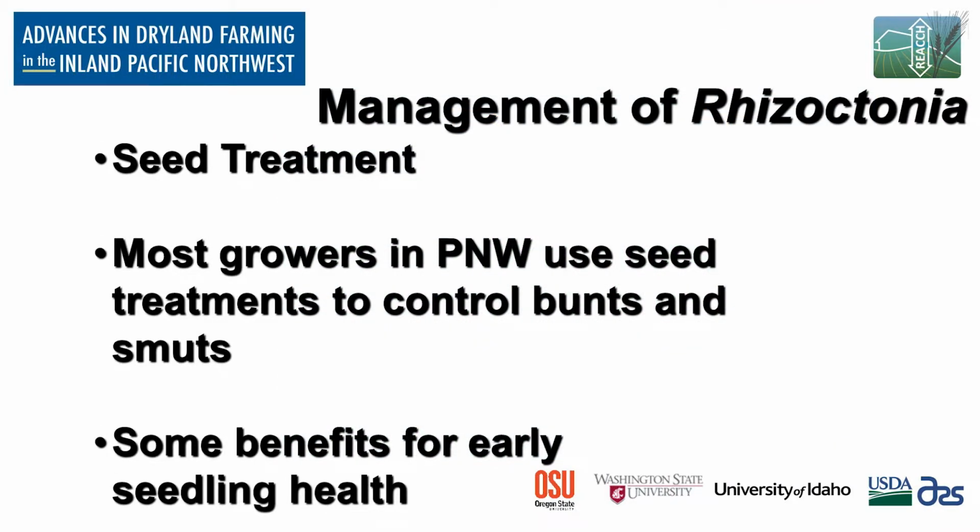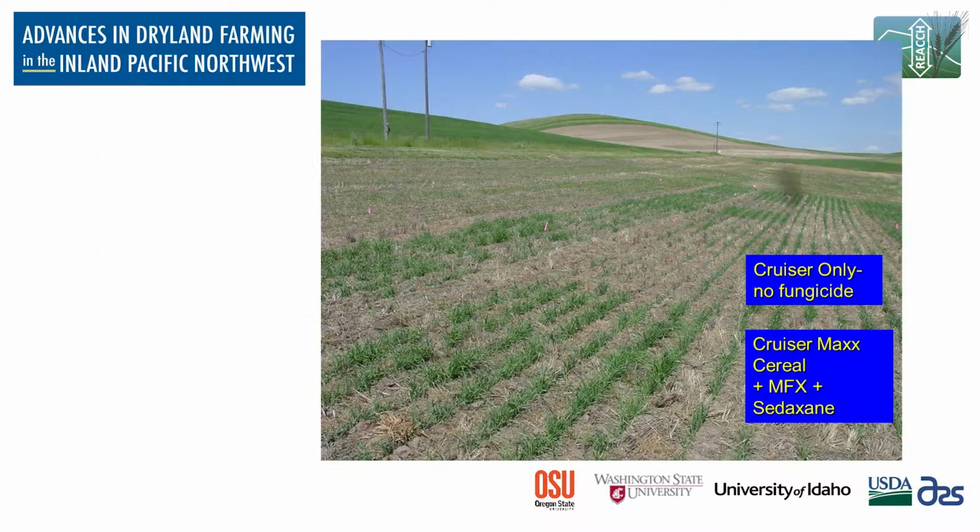And then finally, seed treatment. Again, all of our growers use seed treatment to control smuts and bunts, and we see some benefit for early seedling growth. Here's an example of a treatment where we just treated the seed with Cruiser, which is an insecticide, and then in the foreground there we used Sedexane, also called Vibrance, a new compound, and you can see how much better the stand is.